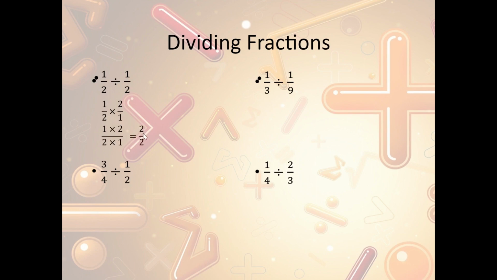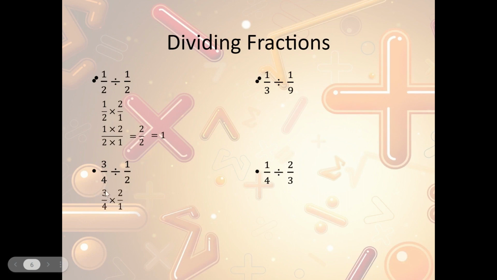We look to see, is there anything in common in both the numerator and denominator? Well, we can see that 2 is in common, so we divide both the top and bottom by 2, and we get 1 over 1, which is just 1. Now let's look at this one. We have 3 over 4 divided by 1 over 2. So we're going to freeze, change, flip. So this becomes 3 over 4 times 2 over 1.